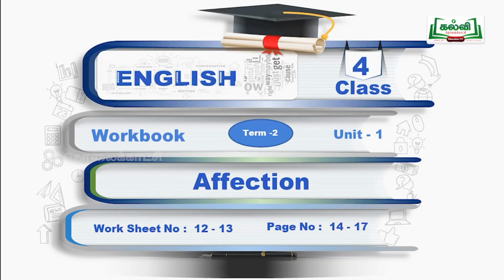Class 4, Term 2, Unit 1, Topic Affection, Preposition. Textbook page number 70 to 88. Worksheet number 12, 13. Worksheet page number 14 to 17.